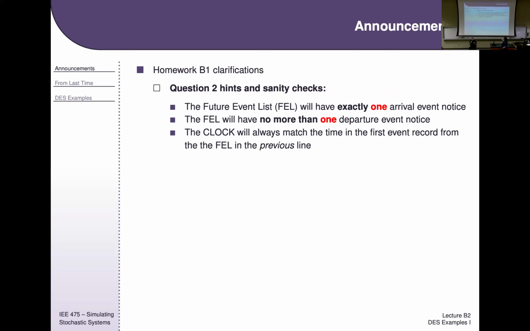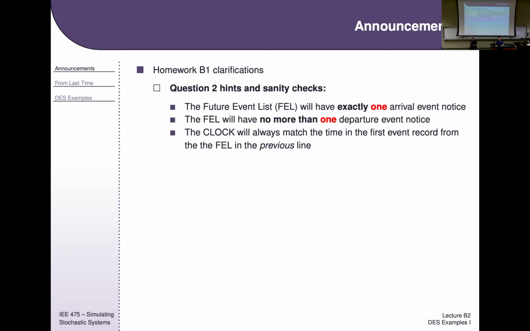The other hints: you're going to be building a future event list in your hand simulation. If you've done everything correct, then at the end of your hand simulation, the FEL, the future event list, will have exactly one arrival in every row. It won't ever have two. It won't ever have zero. There will always be an arrival because we assume that the arrivals never stop. So you can always schedule a new arrival. You assume that whenever you process one arrival, you immediately schedule the next arrival.